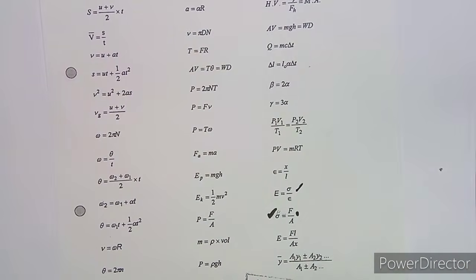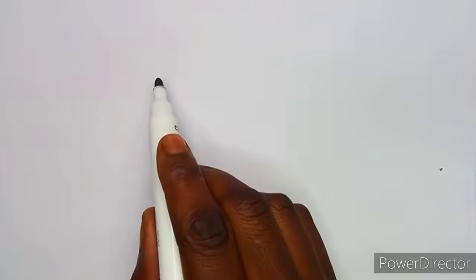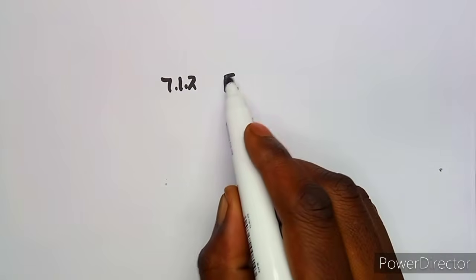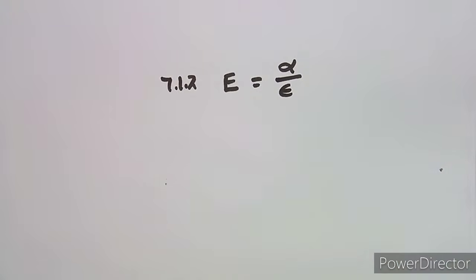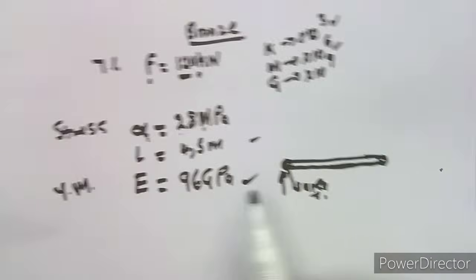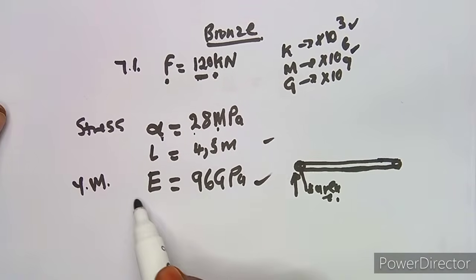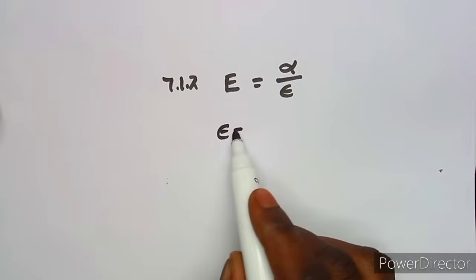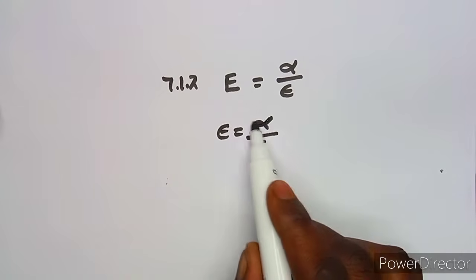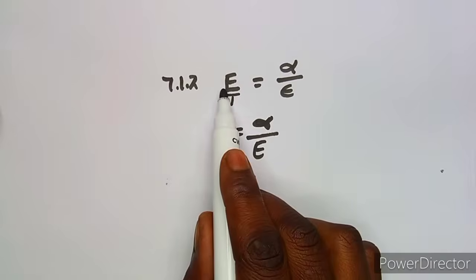All right, so from the formula there, I want you to see this one. It's the one that I'm going to take: the Young's modulus. Okay, so 7.12. The Young's modulus is equivalent to the stress over the strain, just like that. So we are going to make what we need the subject of the formula, because the information is there. The Young's modulus is there, the stress is there. So strain is going to be stress over Young's modulus, because you're going to cross multiply.